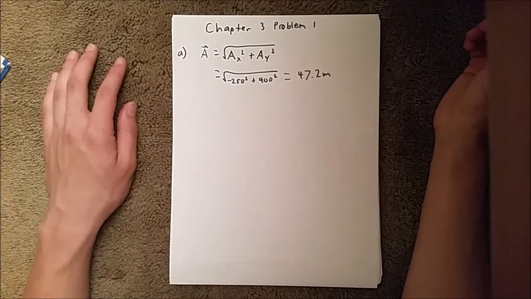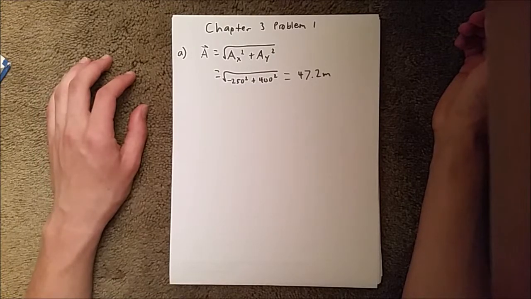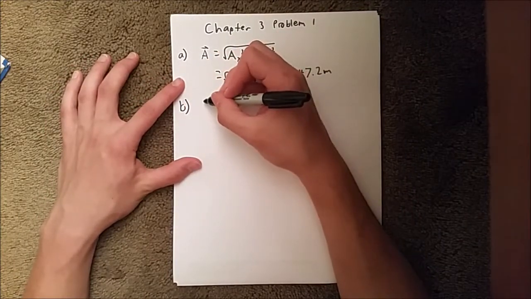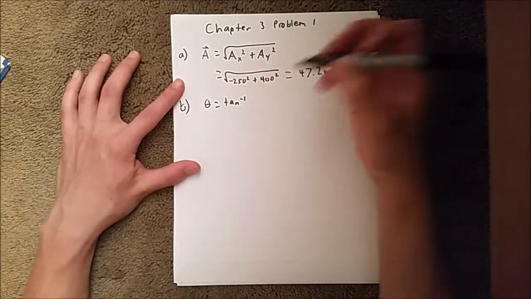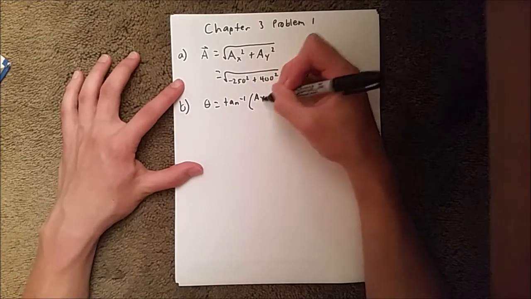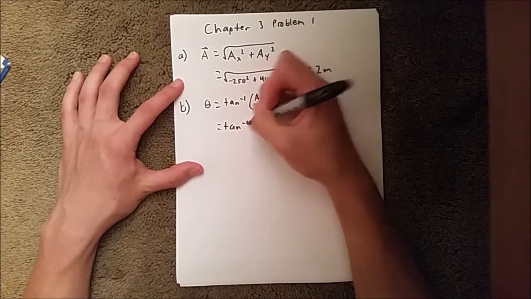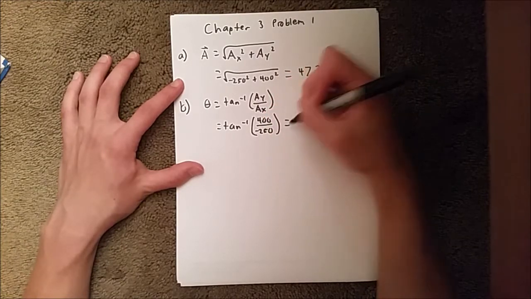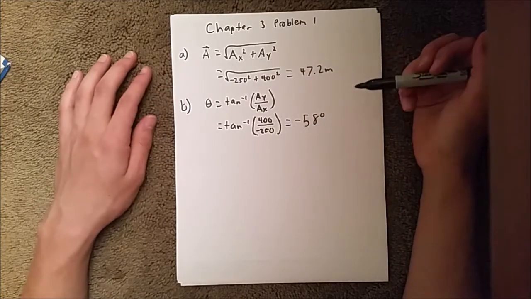And then for part B, it asked us to find the angle between the positive x direction and the direction of A. So what we need to do is use the equation theta equals the inverse tangent of A in the y direction over A in the x direction. So that will give us 400 over negative 250, and that is going to equal negative 58 degrees. But we are not done.